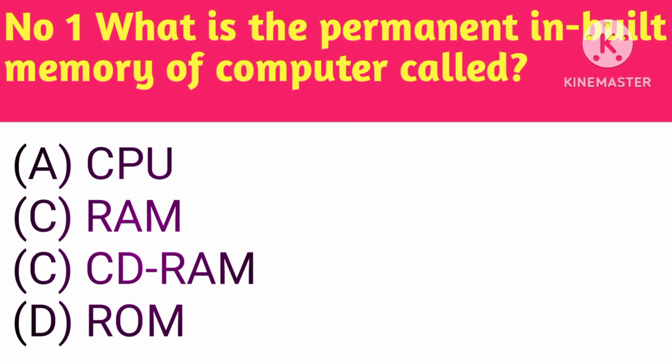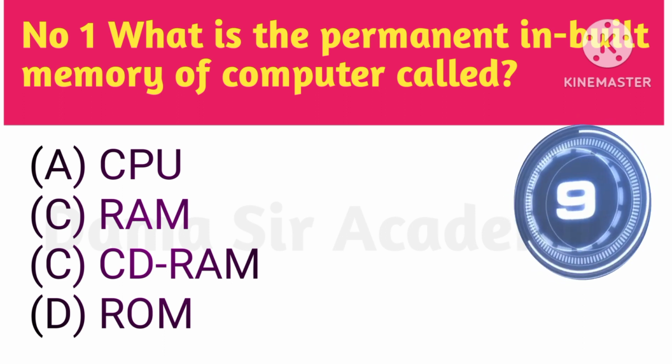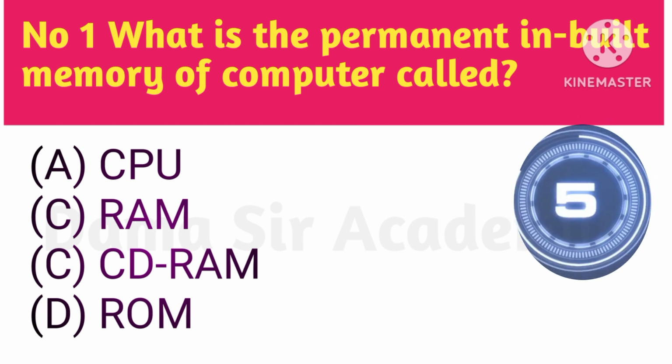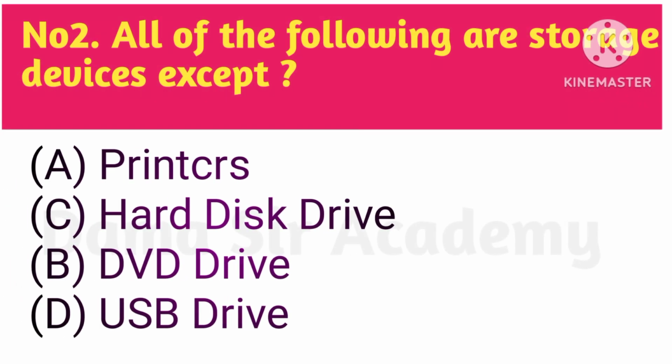Number 1. What is the permanent inbuilt memory of computer called? A. CPU. B. RAM. C. CD-RAM. D. ROM. Right answer is option D. ROM.